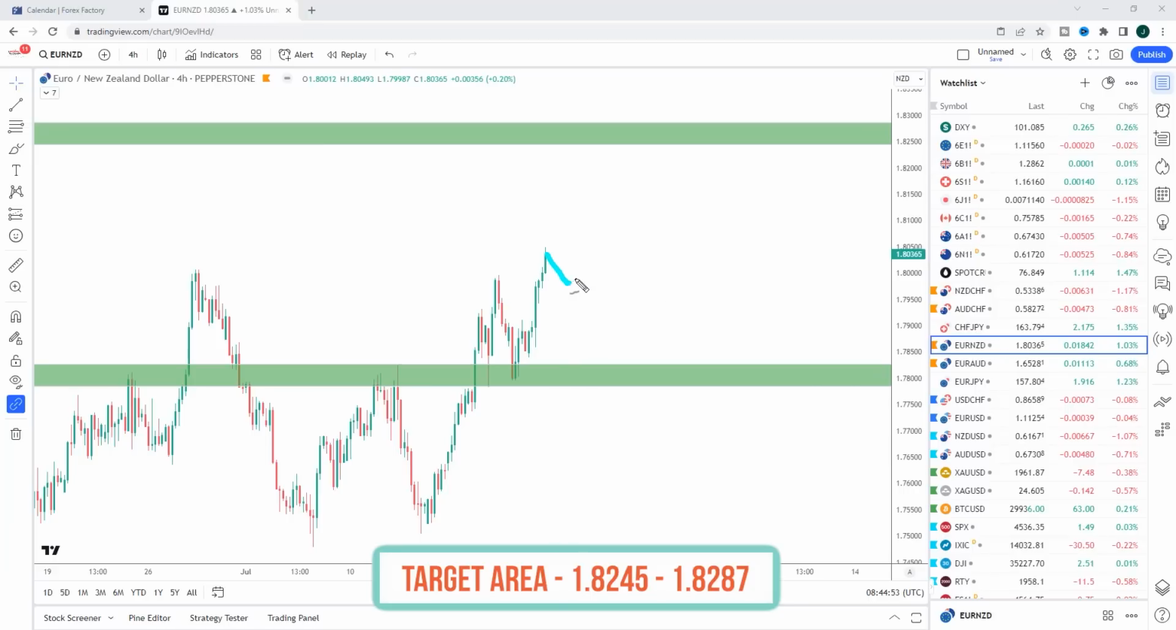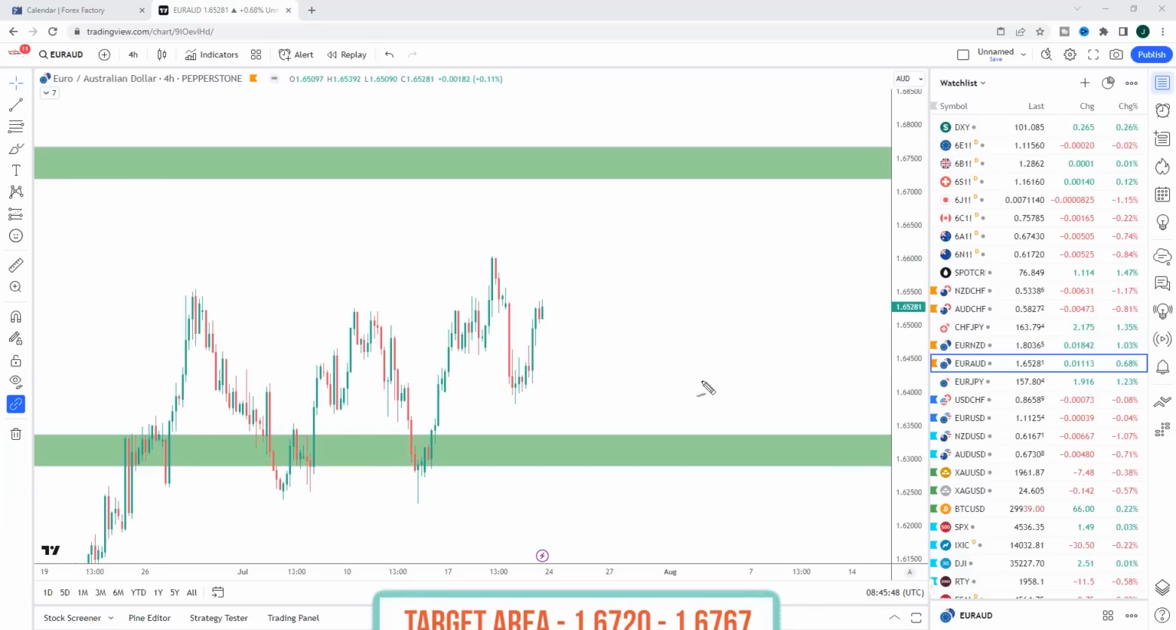So any pullback in this market is viewed as an opportunity to start to look for bullish reversals up to the 1.8250 area. Or if we pull back, and I like these lows over here, you've got 1, 2. If we pull back and test these lows into the 1.780, this is an area you can also look for a bounce in Euro New Zealand next week.